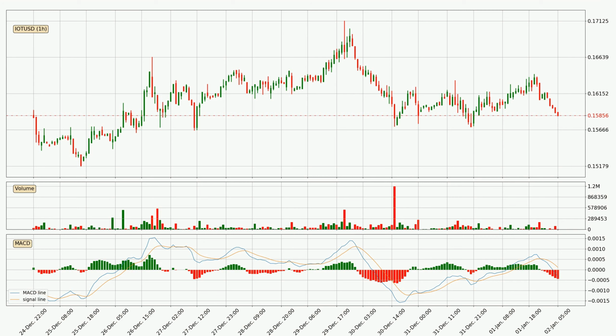When we now look at the current hourly MACD, the trend is currently going down because the MACD line is below the signal line. The MACD histogram shows that the momentum is currently strong and it could be expected for the price to go further to the downside.